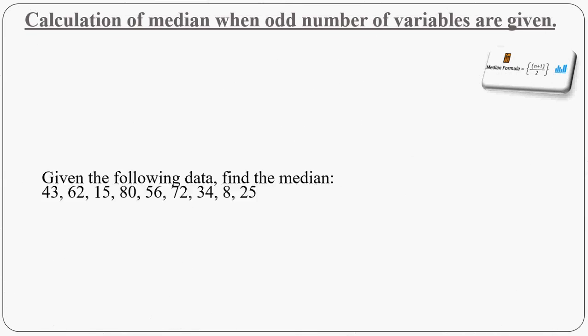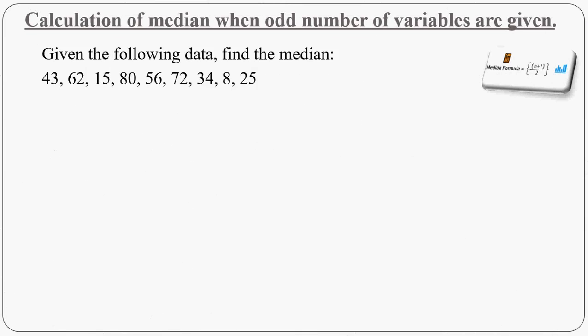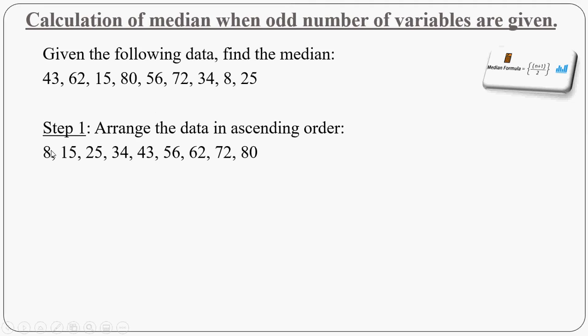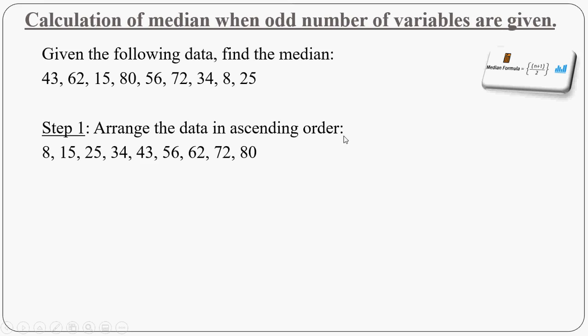Now let us see how to calculate median when an odd number of variables is given. So this is an example problem. The problem is given. You need to calculate the median. As I told you, we need to arrange from small to big. So this is the first step: arrange the data in ascending order. As you can see in the given data, 8 is the smallest value. Starting from 8 to the largest value 80, we need to arrange in order. This order is called ascending order.